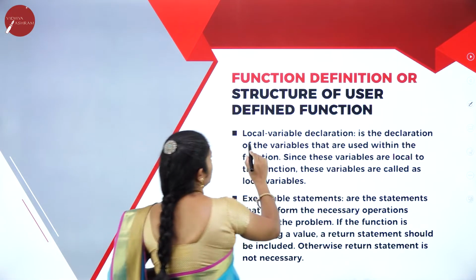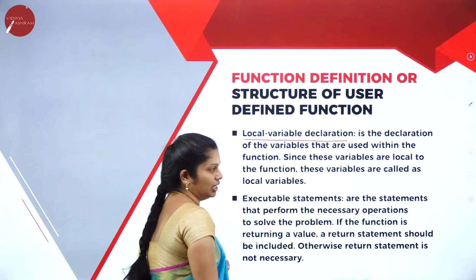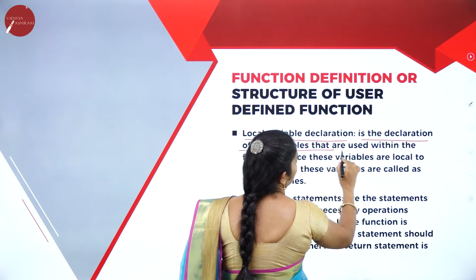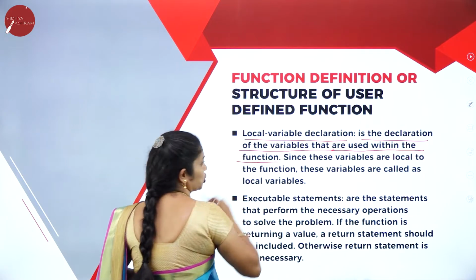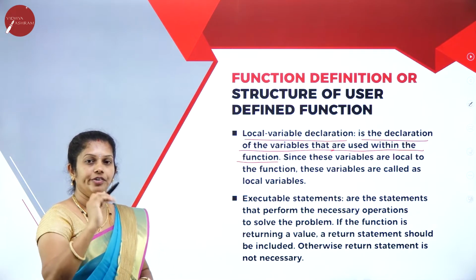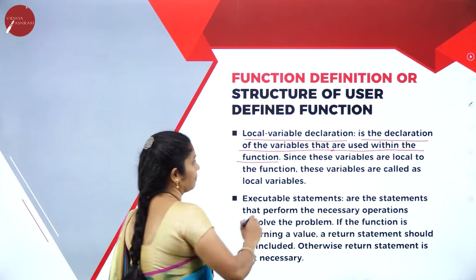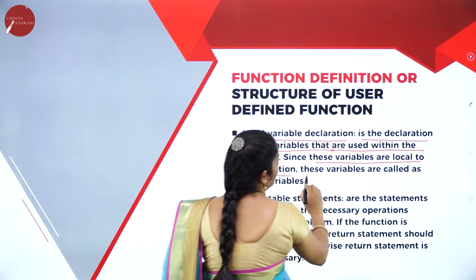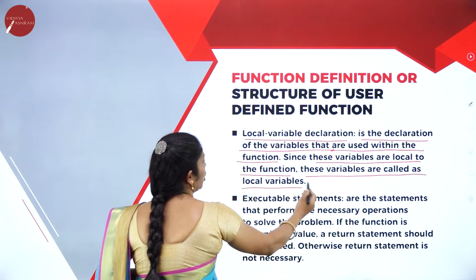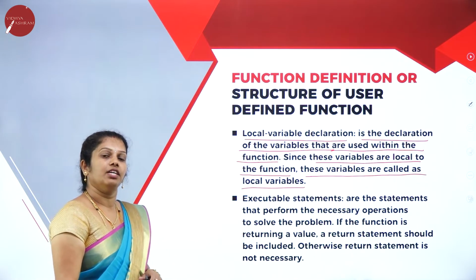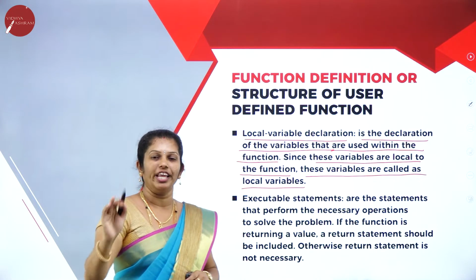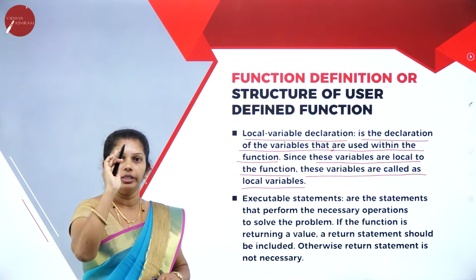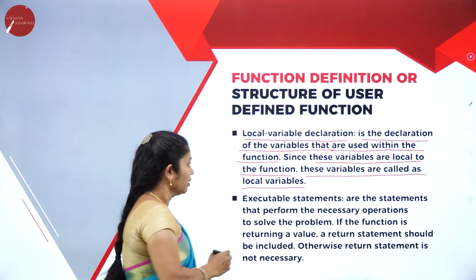When we come to the next one, local variable declaration is the declaration of the variables that are used within the function only. That variable works within that block only. Since these variables are local to the function, they are called local variables. But when we come to global variables, those variables will work anywhere. But a local variable will work only within that particular block.